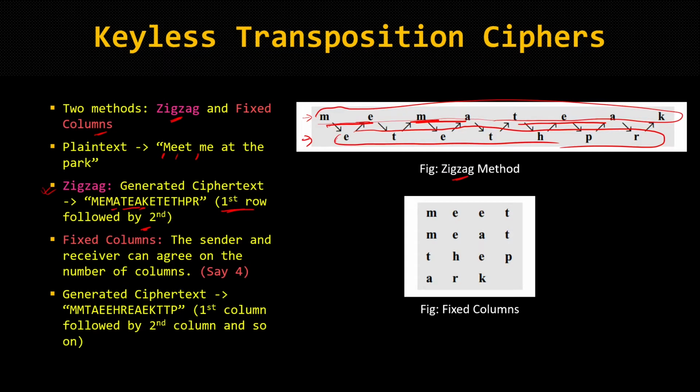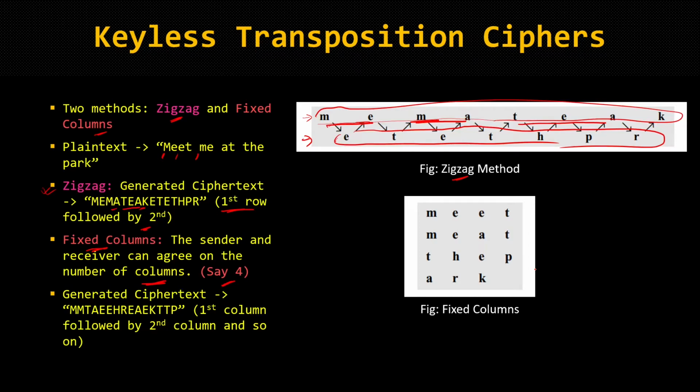Now, moving on to the next method, which is the fixed column method. Here, the sender and the receiver will agree on the number of columns. So say, for example, the sender and the receiver agree on 4 columns. Then the plain text will be set in those columns. So you see, "meet me at the park", arranged according to the 4 columns.